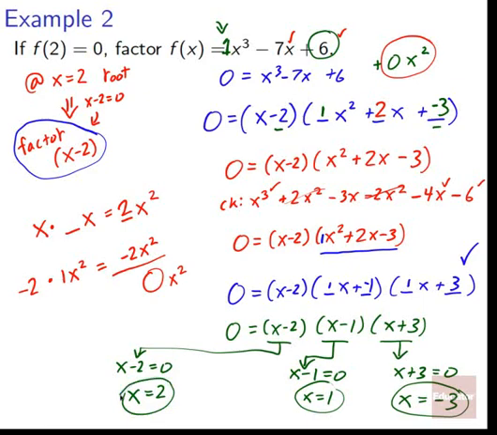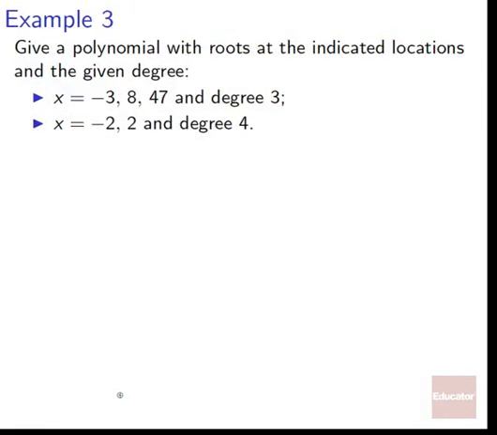All right. Next example. Give a polynomial with roots at the indicated locations and the given degree. Now remember, a root can become a factor. So if we know that we've got a root at negative 3, then if it was x equals negative 3, it would become x plus 3. If we had x equals 8, then that would become x minus 47.